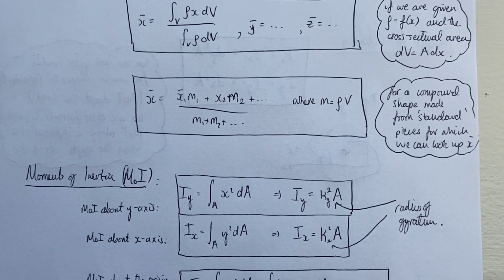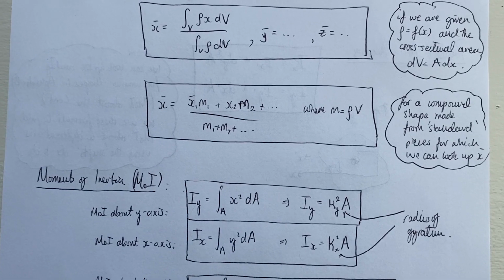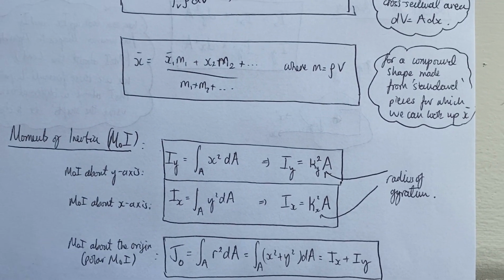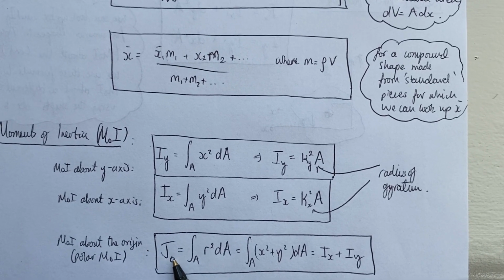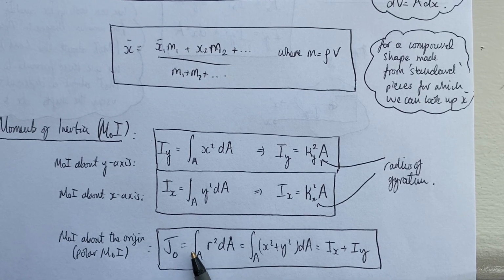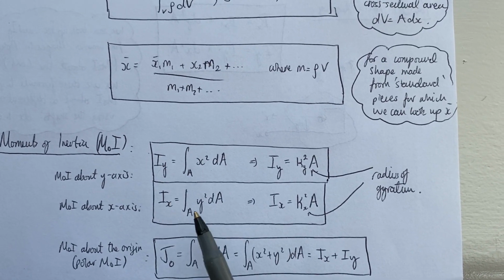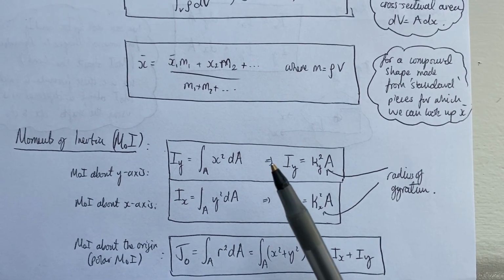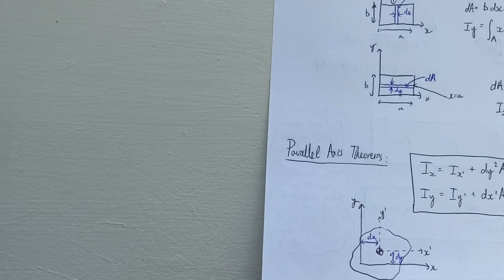And we can work out, as I said, the moment of inertia about either the y-axis or the x-axis, or we can work out the moment of inertia about a point, for example the origin here, and in that case we call that the polar moment of inertia, and it simply is the moment of inertia about the y-axis plus the moment of inertia about the x-axis. So let's have a look at a quick example.